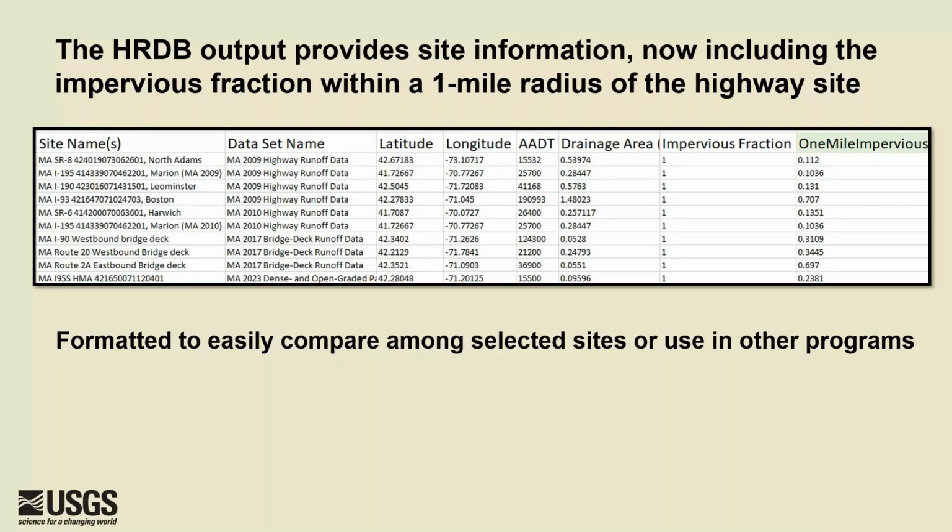So this format helps easily compare characteristics among selected stations. You can also easily export it into another program that you might want to use as well. This image shows a fraction of what's provided in the output because we wanted to highlight that a new site characteristic in this version of the Highway-Runoff Database is the inclusion of the impervious fraction of the 1 mile radius of the highway site, which is a useful feature to identify relationships between concentrations and site characteristics.